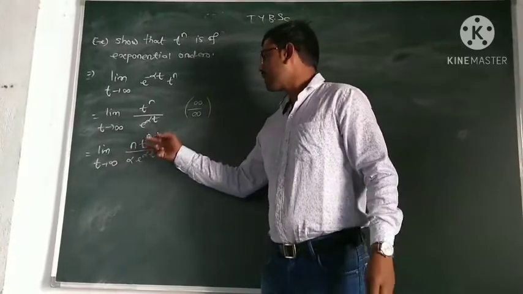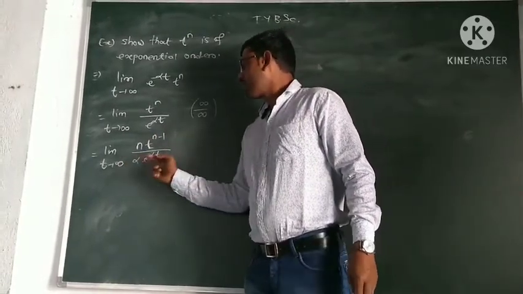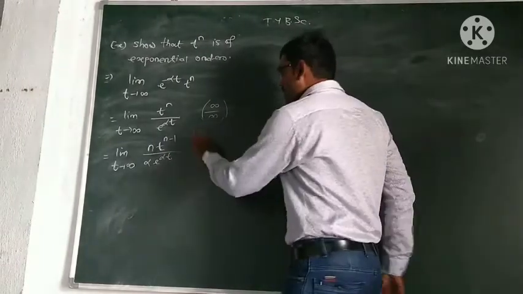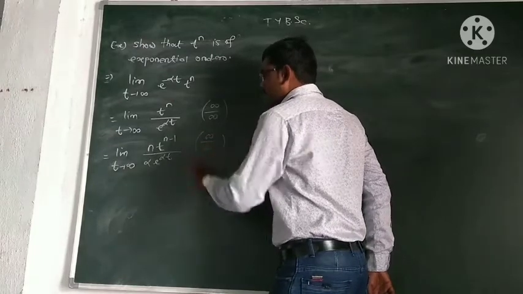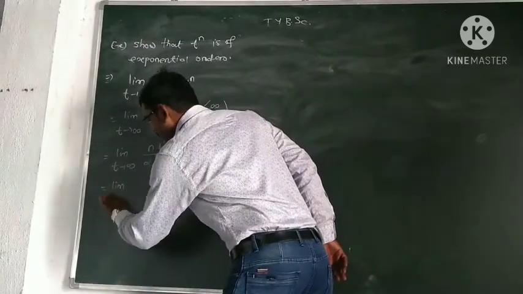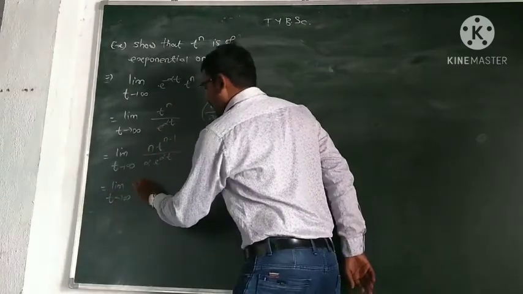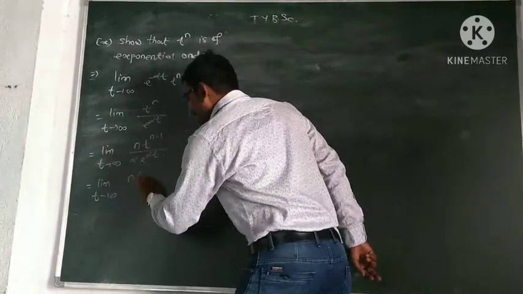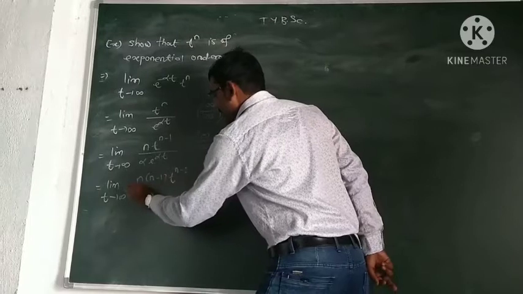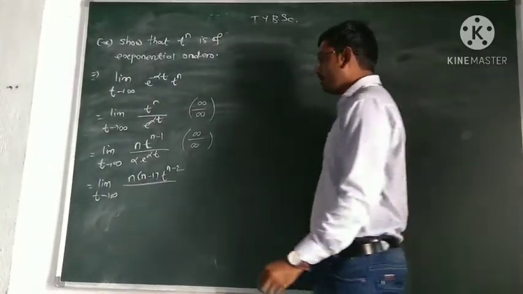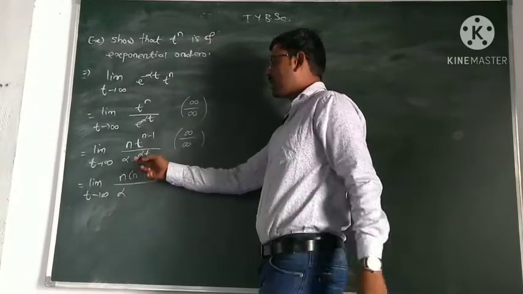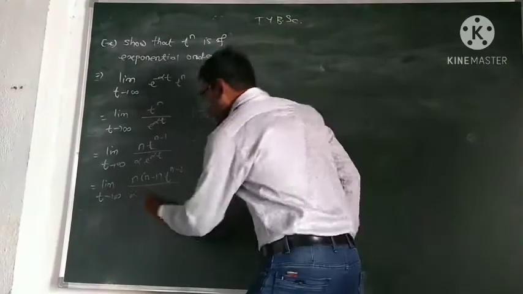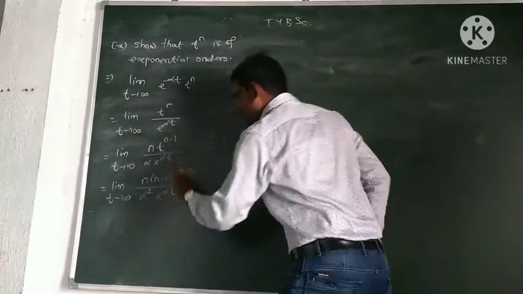Again as t tends to infinity, t raised to power n minus 1 also tends to infinity, and e raised to power alpha t also tends to infinity. Again infinity by infinity form. So again you have to use L'Hopital rule. So again this is equal to limit t tends to infinity, n as it is, derivative of t raised to power n minus 1, which is n minus 1 into t raised to power n minus 2, upon alpha as it is, derivative of e raised to power alpha t, which is again alpha into e raised to power alpha t. So alpha into alpha is alpha square e raised to power alpha t.